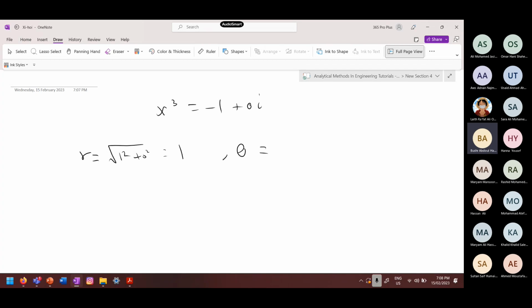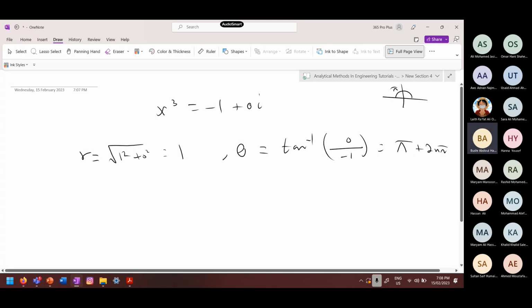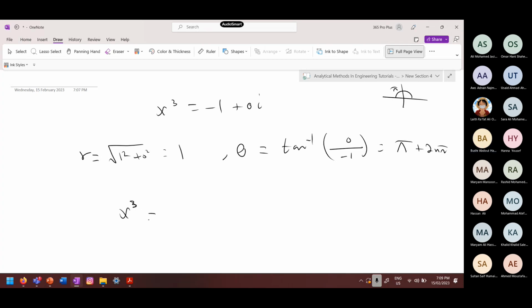And as for the theta, you have tan inverse of 0 over -1, which, if you use this graph, you will get pi, a full pi. So the answer is pi plus 2n pi as for the angle. Now substitute it in its polar form. You get x to the power 3 equal to e to the power i times pi plus 2n pi.